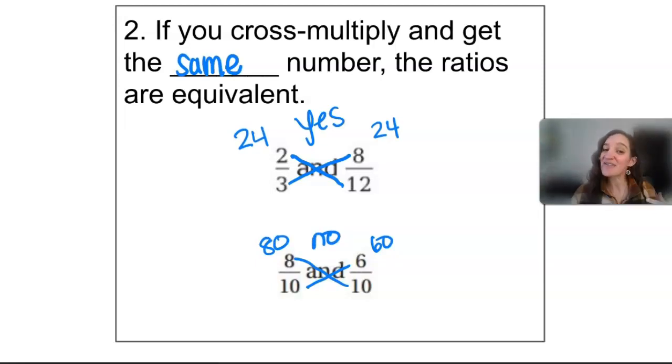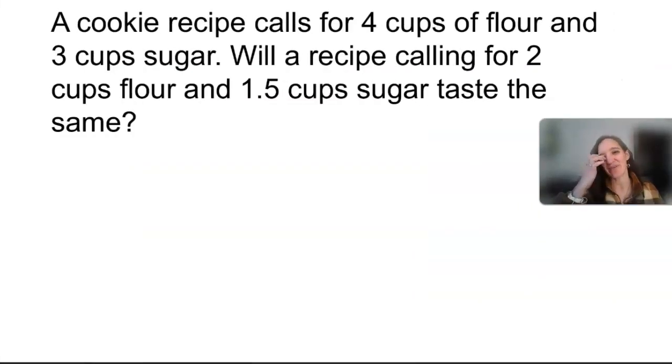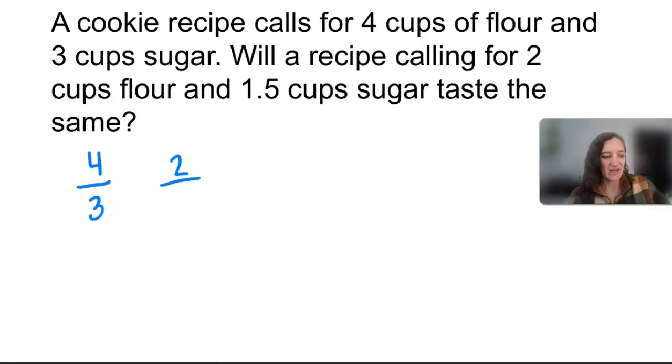So there's another way that you could figure out if two ratios are equivalent. What if you have a problem like this though? A cookie recipe calls for 4 cups of flour, sorry, and 3 cups of sugar. Will a recipe calling for 2 cups of flour and 1.5 cups of sugar taste the same?